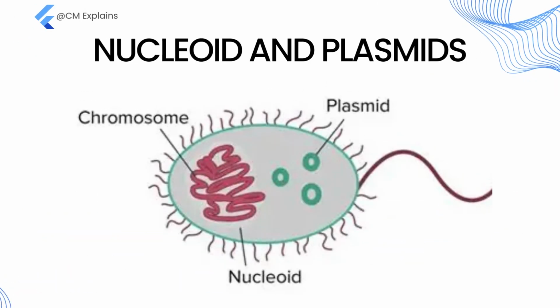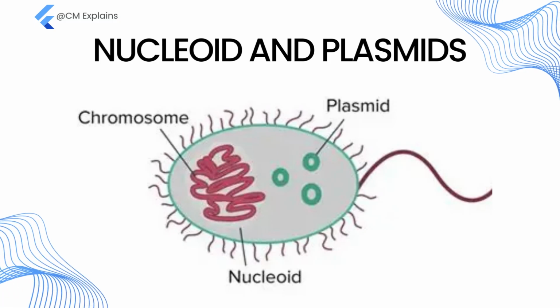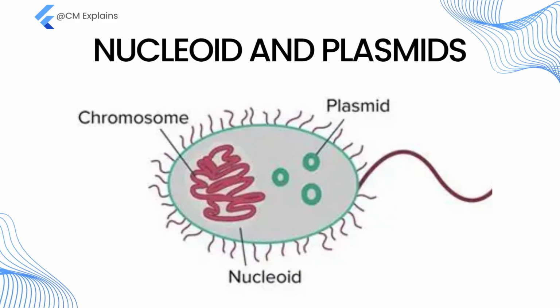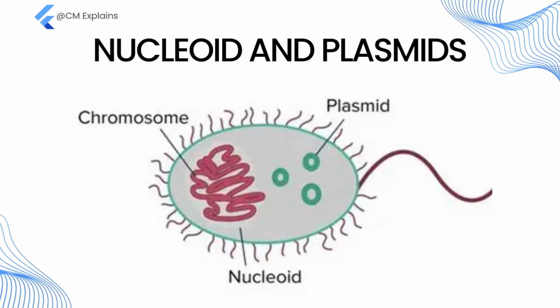The nucleoid. This is the region inside the prokaryotic cell where the cell's genetic material or DNA is located. Key points we need to know about the nucleoid: it has no membrane. Unlike the nucleus of eukaryotic cells, the nucleoid is not enclosed in a membrane. It contains circular DNA.